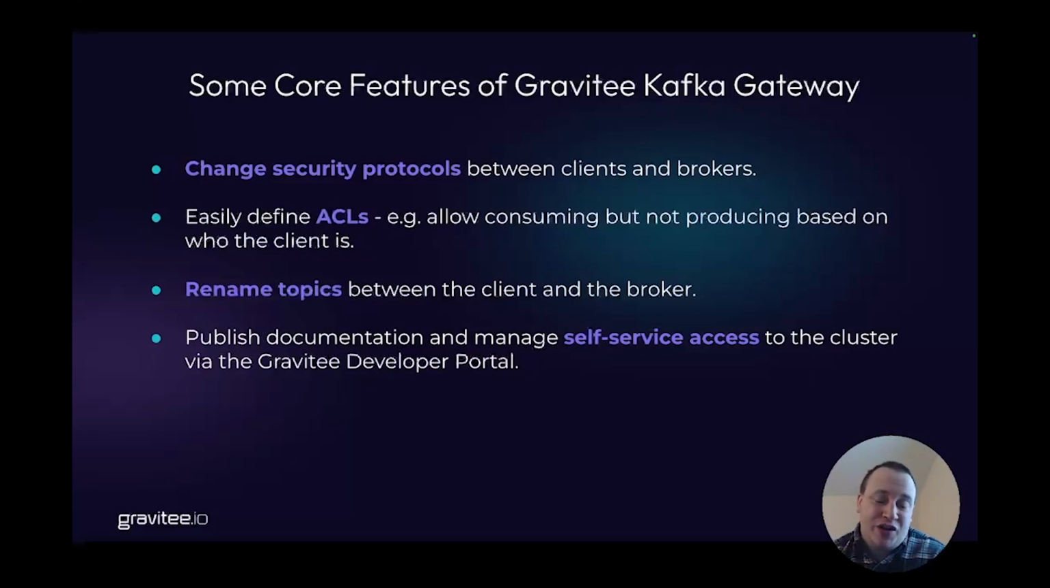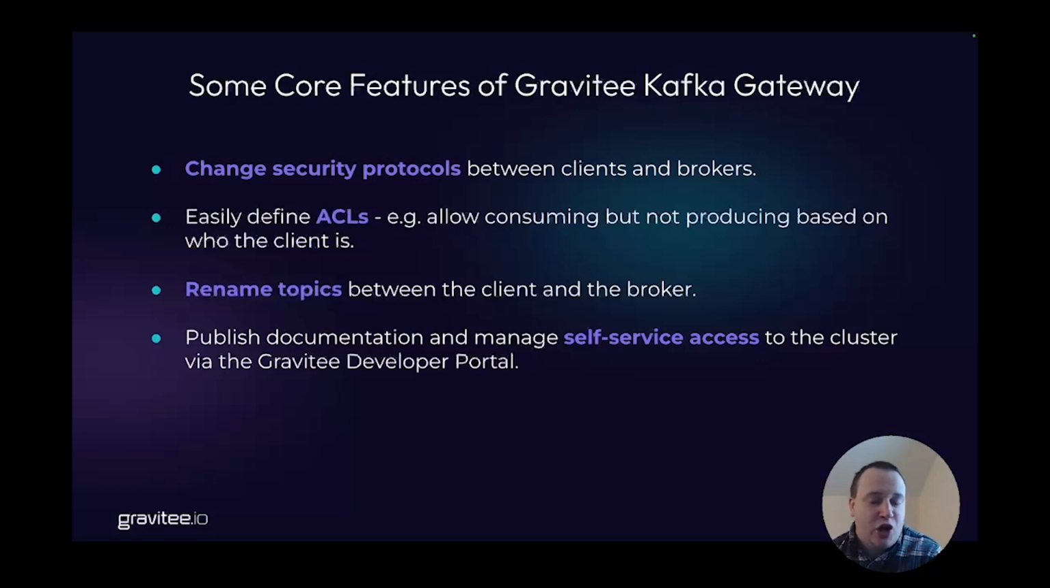In this video, we're going to do a brief demonstration of the core capabilities of the Kafka Gateway as part of our launch of Gravitee APIM 4.6. There's going to be quite a bit more demonstrations and content coming in the coming days for the Gravitee Kafka Gateway. We wanted to include a brief introduction as part of our release. Some of the core functionality and features of the Gravitee Kafka Gateway are things we're going to take a quick look at here. You can change the security protocol between clients and the brokers in the cluster.